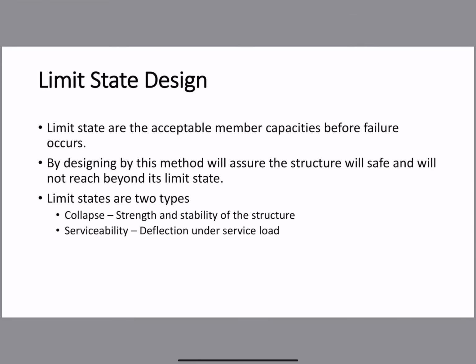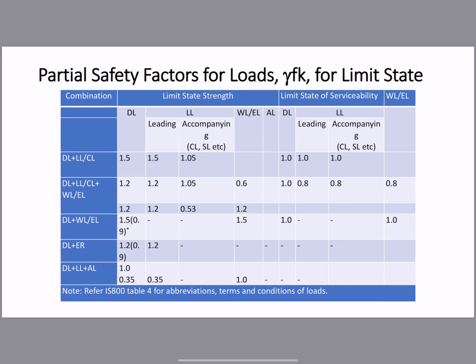Now let's discuss the limit state design. The limit states are the acceptable member capacities before failure occurs. Designing by this method will assure the structure will be safe and will not go beyond its limit state. The limit states are of two types. One is collapse: strength and stability of the structure. Second is serviceability: deflection under the service load. We need to check these two in order to achieve the perfect design of the member or structure.